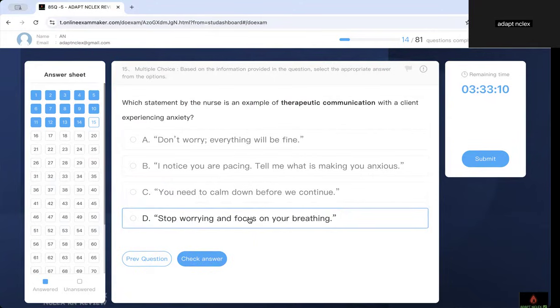"I notice you are pacing. Tell me what is making you anxious." "You need to calm down before we continue." "Stop worrying and focus on your breathing."